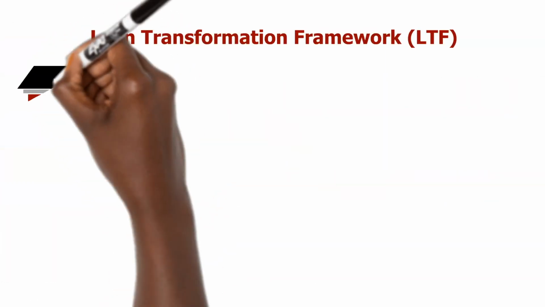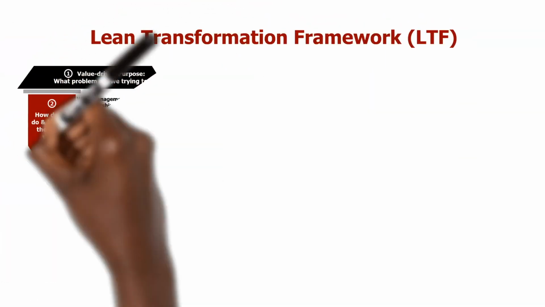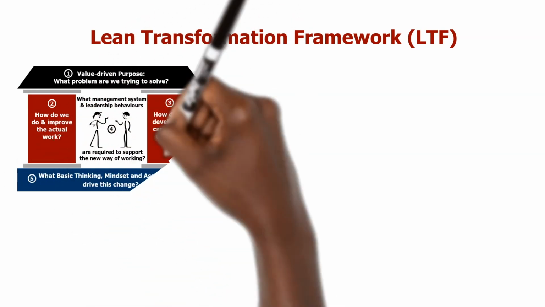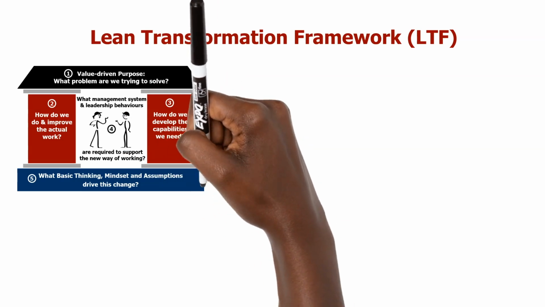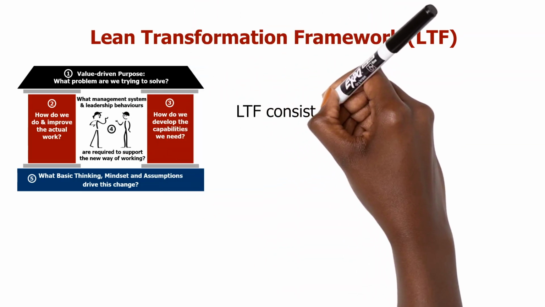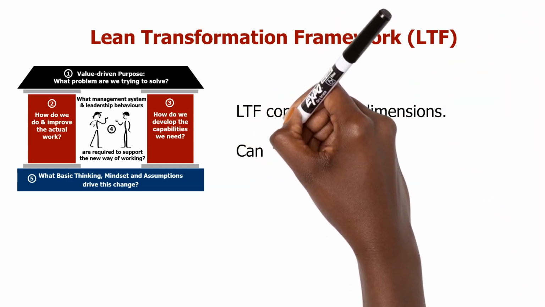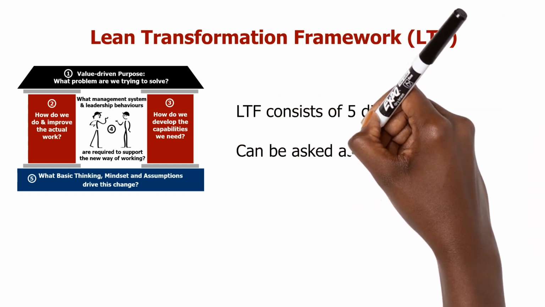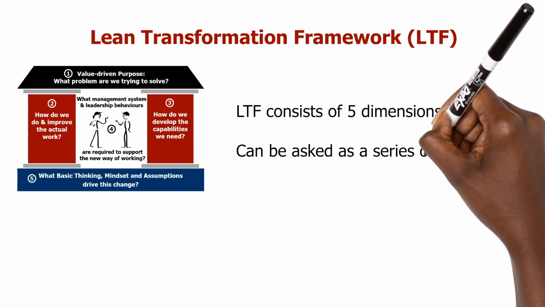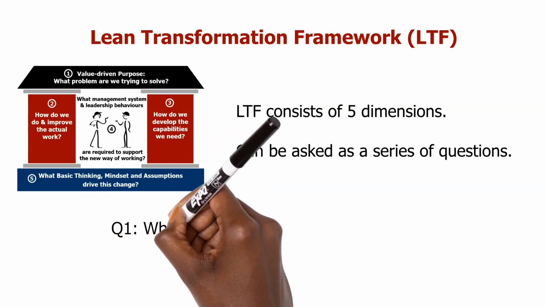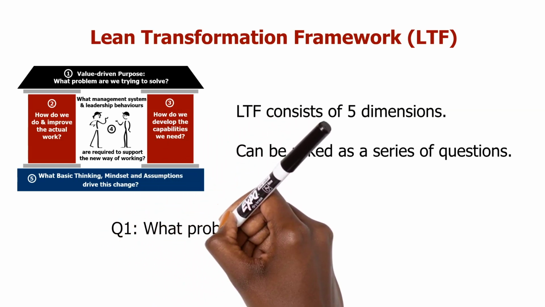The Lean Transformation Framework is in essence our approach or how we do Lean, and we always ask, where does this topic fit in? The framework consists of 5 dimensions, all which need to be considered for a successful Lean transformation, as explained in the video. These dimensions can be asked as a series of questions and starts with number 1 at the top: what is our value-driven purpose, and more specifically, what problem are we trying to solve?